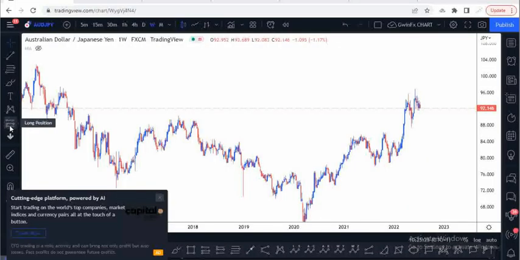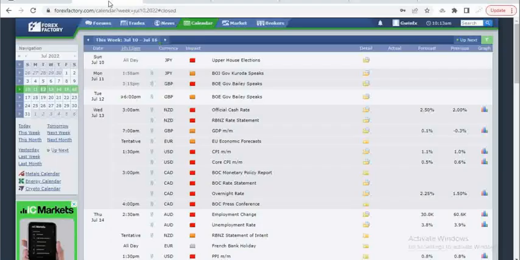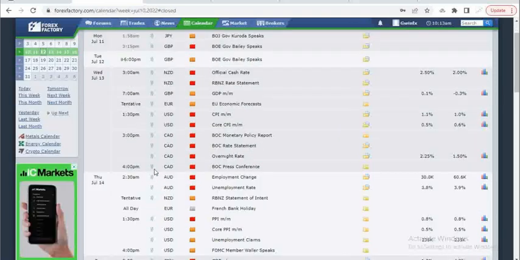Before I start this presentation, I just want to take a quick look at what is going on in the economic calendar. Looking at this week, on Thursday we have employment change coming in from Australia. This is also going to decide the next move for AUD, where it will move to. So it will actually have a bearing on AUD against JPY.